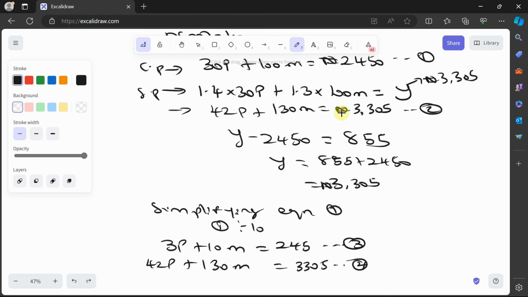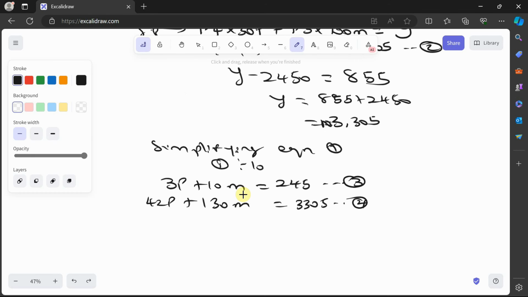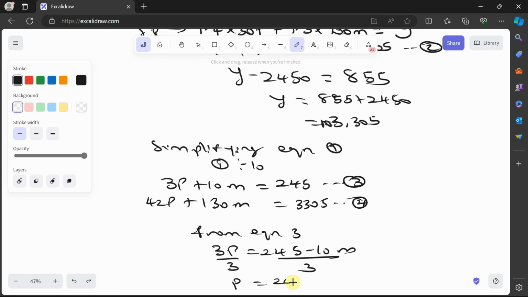All I did was just try to simplify one of the equations so that it can be easier for me to work with. So from equation 3, if I want to make p the subject of the formula, I would say 3p is equal to 245 minus 10m, and if I divide both sides by 3, this will give me p is equal to (245 minus 10m) all over 3. So this is my equation 5.